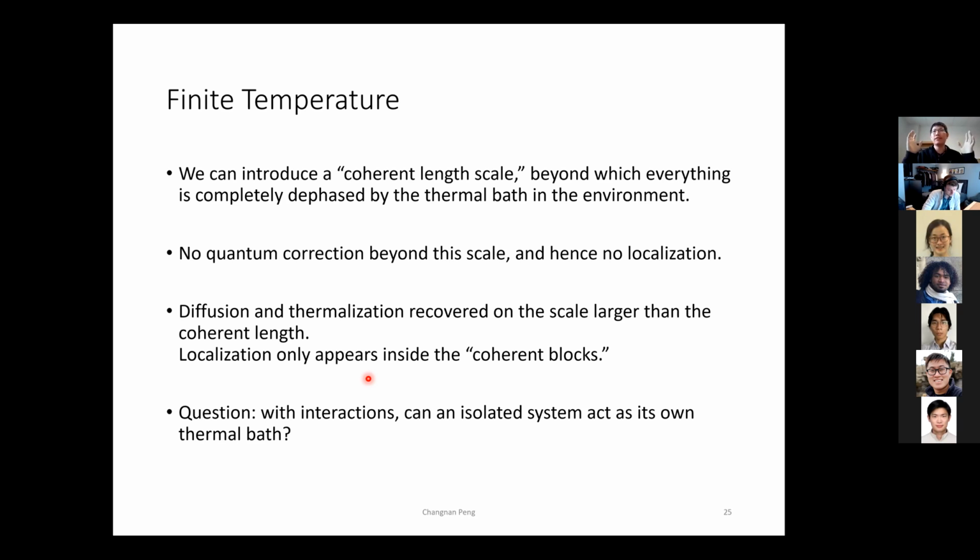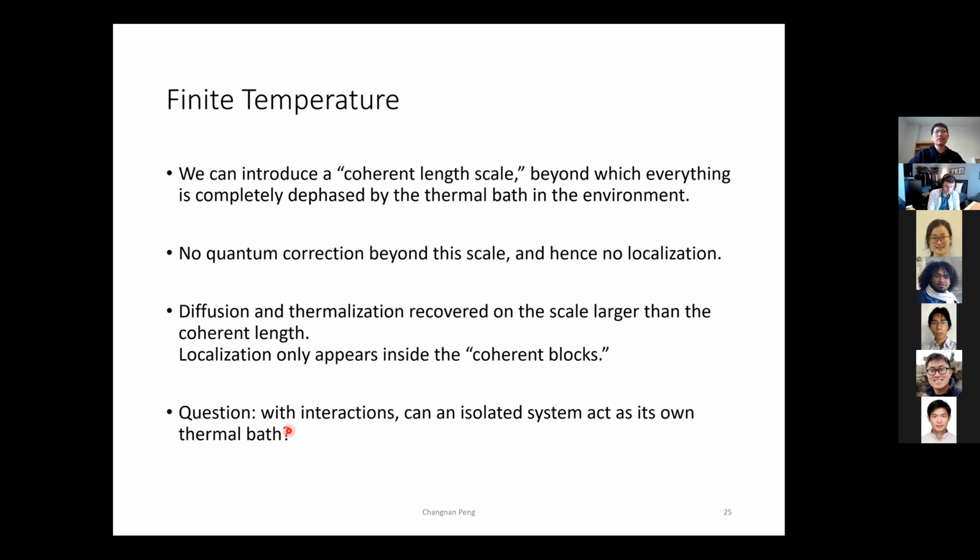Everything is completely dephased, and we go back to the semi-classical case. Since beyond this scale there's no quantum correction, there is no enhanced backscattering or anything we talked about earlier. So there is no localization effect beyond the coherence length. And so beyond the scale, we have our diffusion back, we have our thermalization back, and localization only appears inside these so-called coherent blocks, which are the coherence time and coherence length scale.